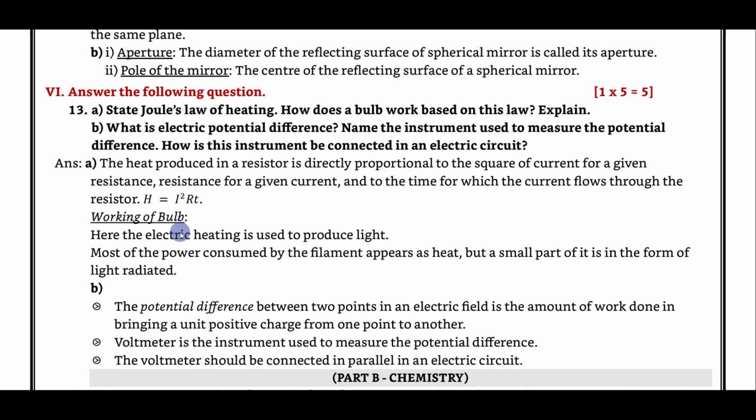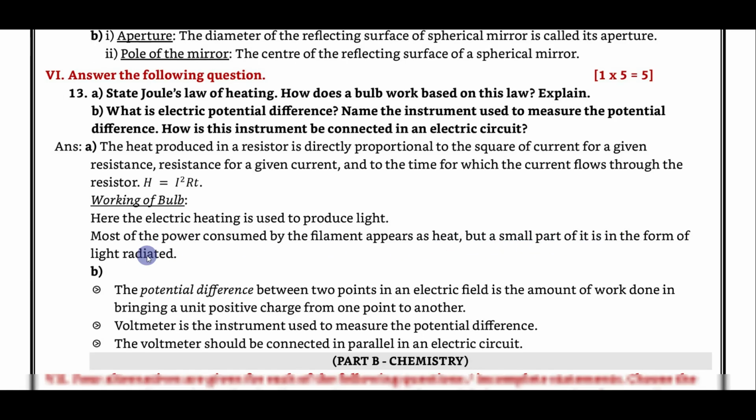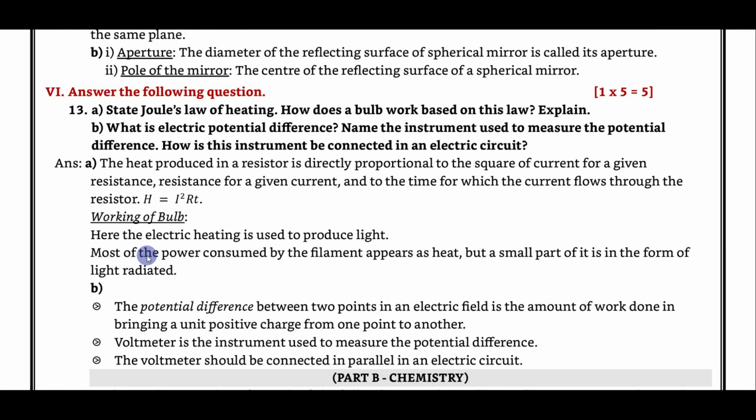How does a bulb work? Here the electric heating is used to produce light. Most of the power consumed by the filament appears as heat, but a small part of it is radiated in the form of light. When the current passes through the filament, what happens? It gets heated up. Because of this heat, a small part of it appears in the form of light. Therefore, this is how the bulb works.